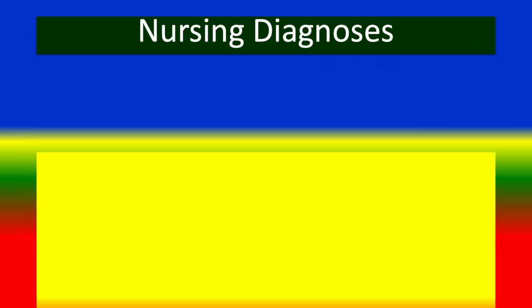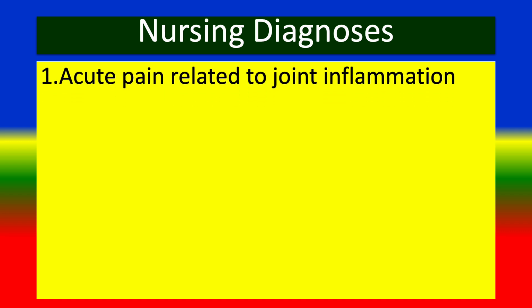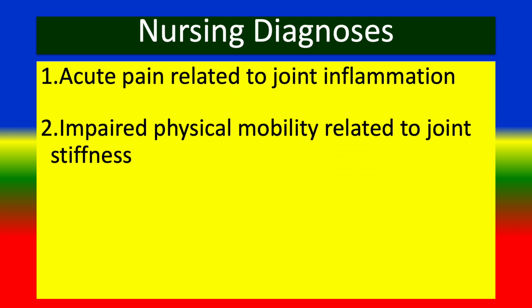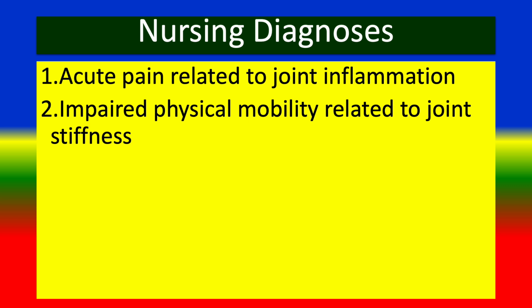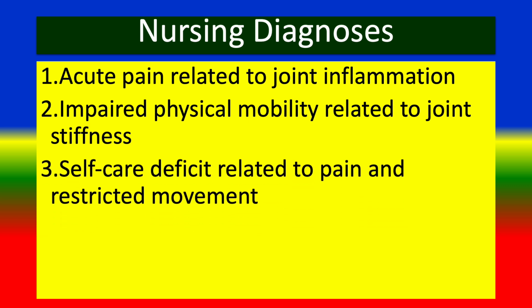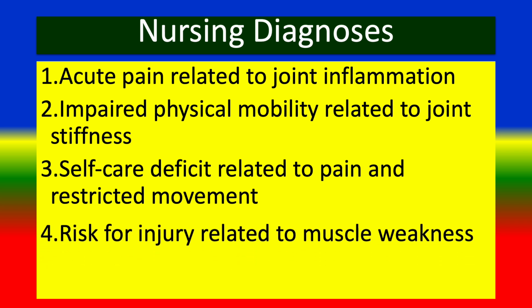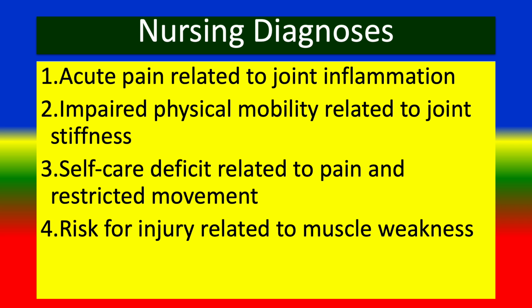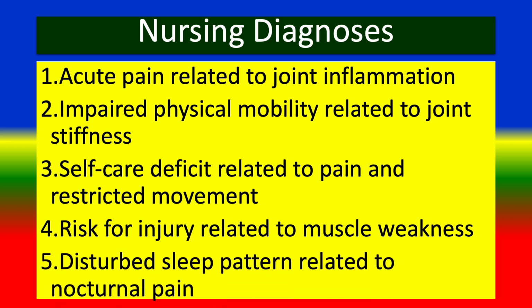Nursing diagnosis. 1. Acute pain related to joint inflammation. 2. Impaired physical mobility related to joint stiffness. 3. Self-care deficit related to pain and restricted movement. 4. Risk for injury related to muscle weakness. 5. Disturbed sleep patterns related to nocturnal pain.